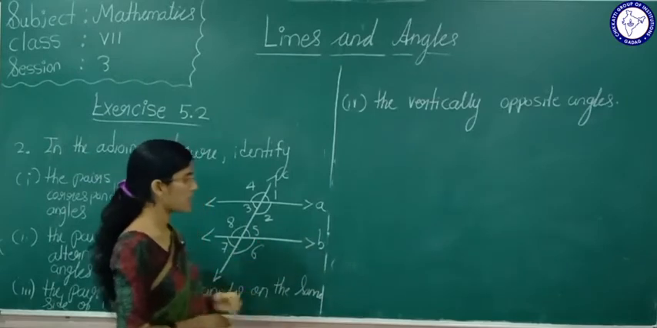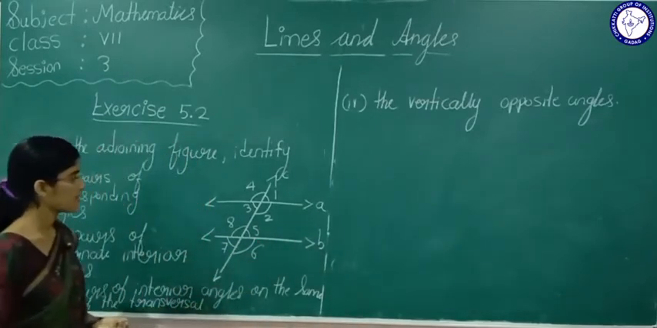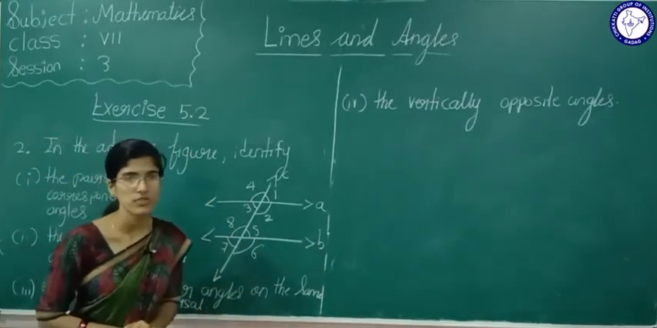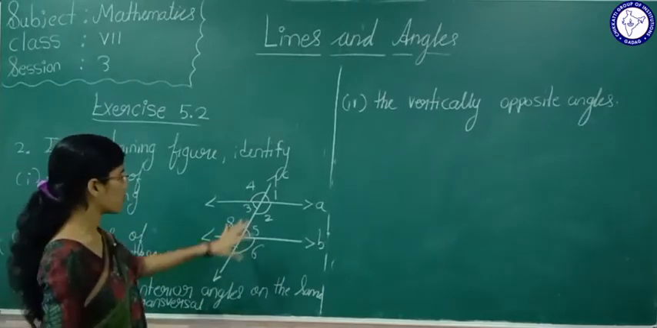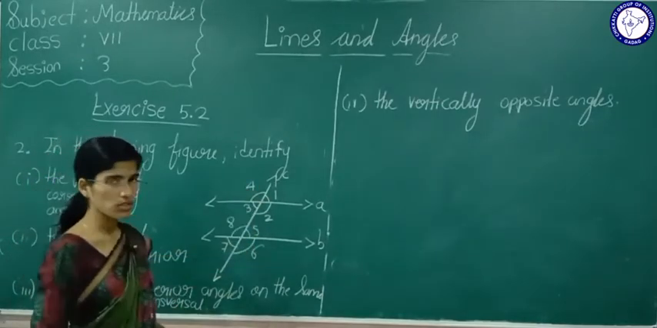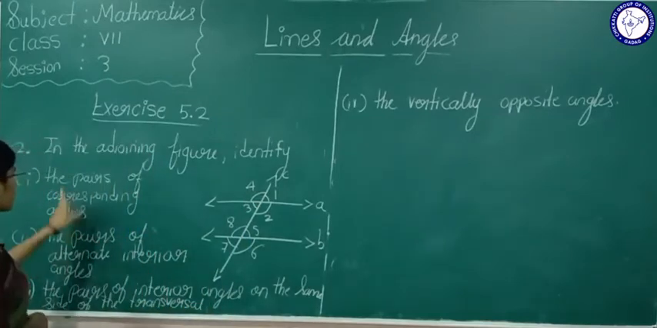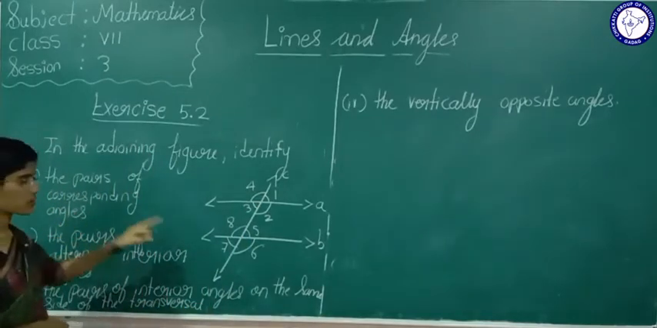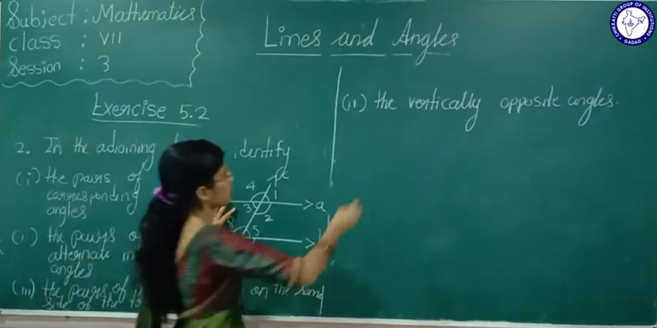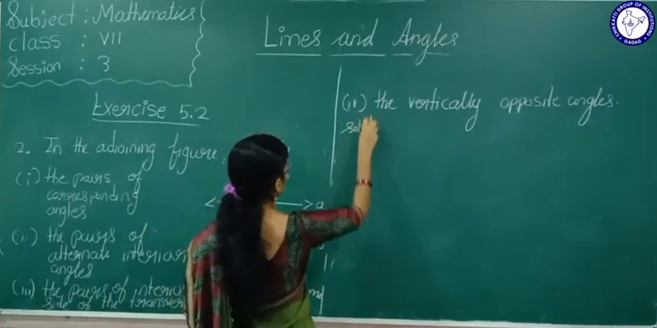Now see students, here A and B are two lines and a transversal. We know that 8 angles are formed in total, here 4 and here 4. Now we are told to find the pairs of corresponding angles. We have to find the pairs of corresponding angles here. See the solution.